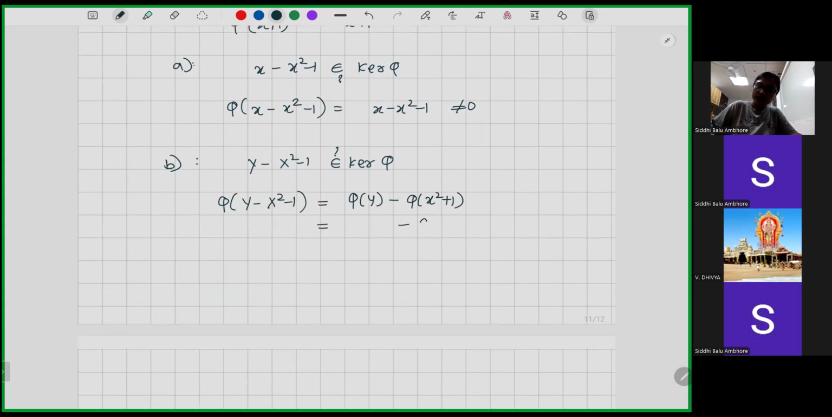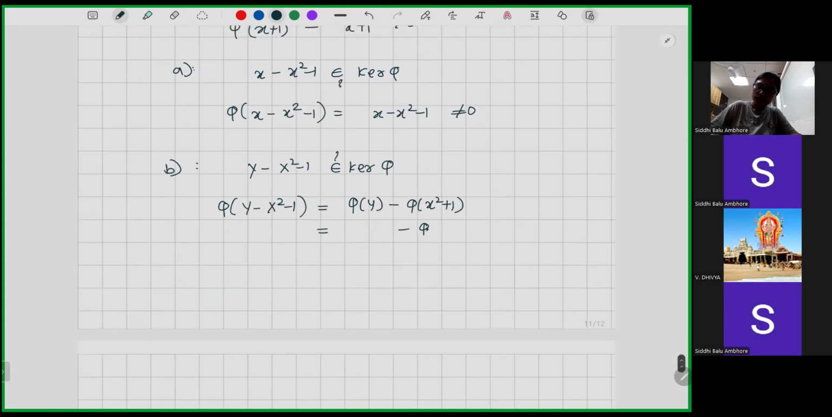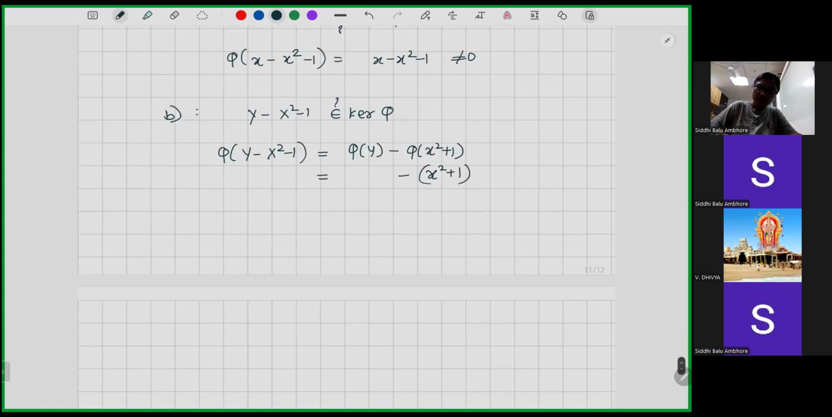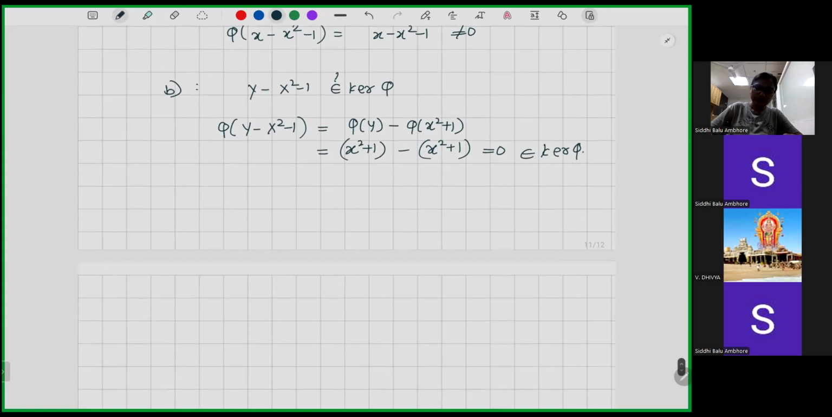Phi of x square plus 1 is x square plus 1. That's not a problem because x anyway goes to x. But where does y go? Y goes to x square plus 1 here, right, under phi. And now this is 0. So definitely this element belongs to this kernel phi. Okay.